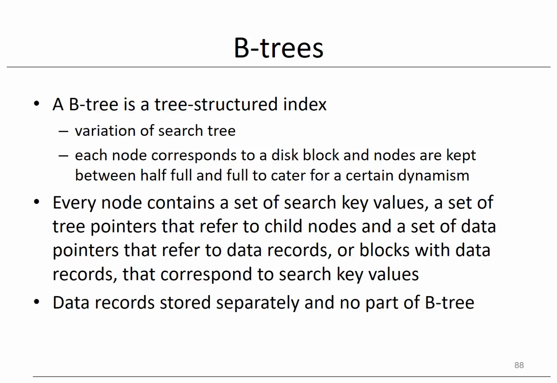In particular, each node corresponds to a disk block, and nodes are kept between half full and full to cater for a certain dynamism of the index, hereby accommodating changes in the data file without the need for too extensive rearrangements of the index. Every node contains a set of search key values, a set of tree pointers that refer to child nodes, and a set of data pointers that refer to data records or blocks with data records that correspond to the search key values. The data records are stored separately and are no part of the B-tree.